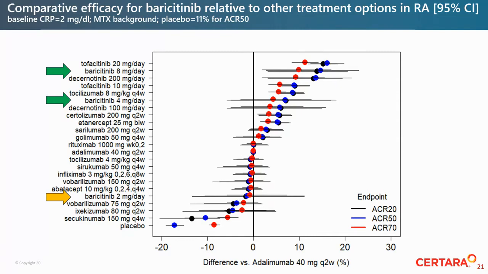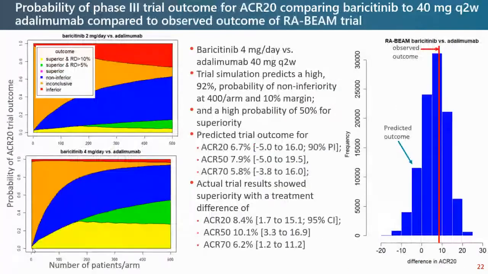So now what we can do is we have this understanding of the treatment effect. We can play out a variety of different scenarios. Say, okay, what if I'm planning a head-to-head study of my 2 milligram or 4 milligram dose of baricitinib versus adalimumab? What is the likely outcome going to be? So we take this probability distribution that we have here on the estimated effect, put that into a simulation engine to, on the next slide, show what the probability is that we'll achieve a certain outcome in a study.